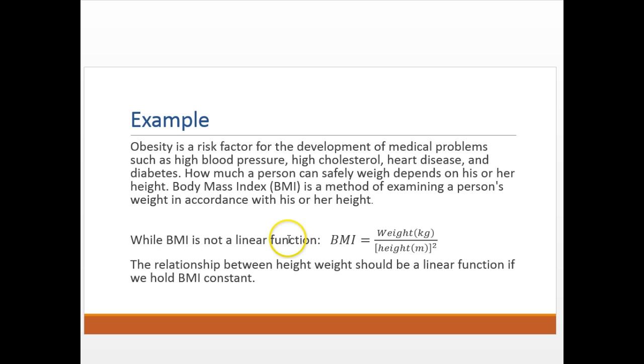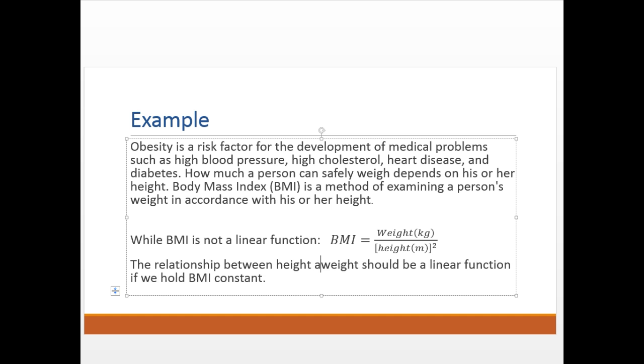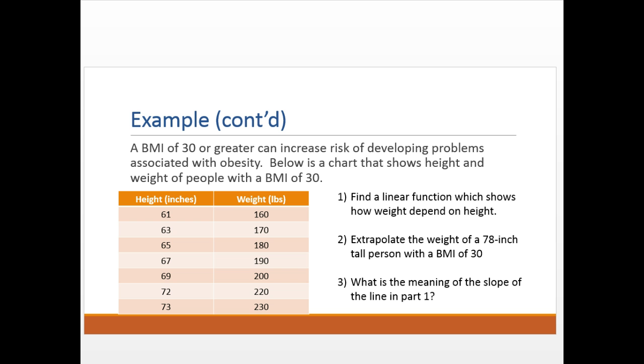Well, BMI is not a linear function. BMI is actually equal to the weight divided by the height squared. The relationship between height and weight should be a linear function if we hold BMI constant. So if we look at our set of data, say a BMI of 30 or greater can increase the risk of developing problems associated with obesity.